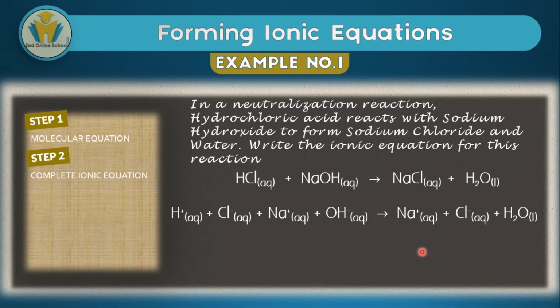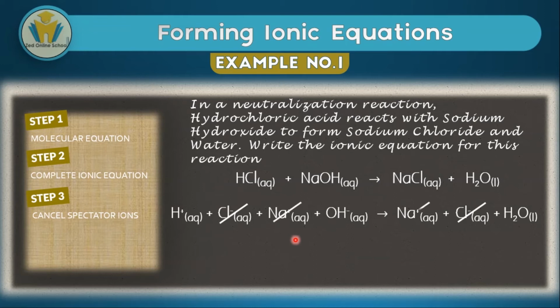So what we do in the third step is just cancel the spectator ions. Spectator ions are seen on both the reactant side and the product side. And so if you pause the video, you agree with me that sodium and chlorine are spectator ions. So we're going to cancel them in this fashion. We cancel it on the reactant side, cancel it on the product side, just like that.